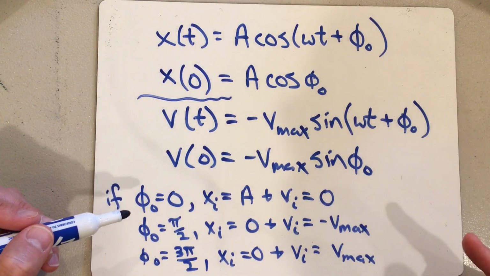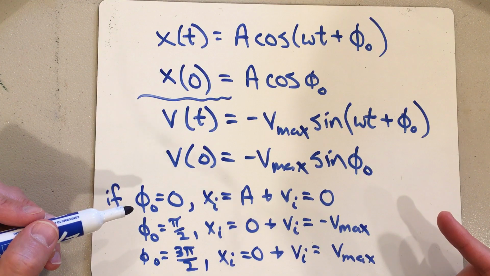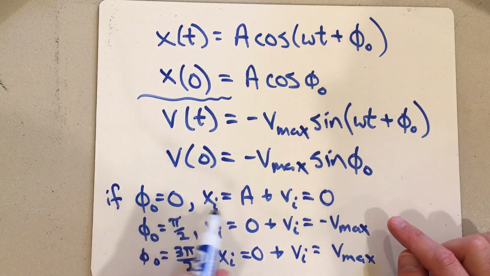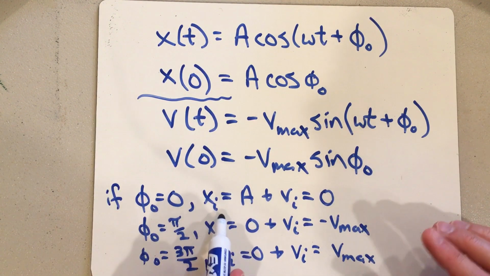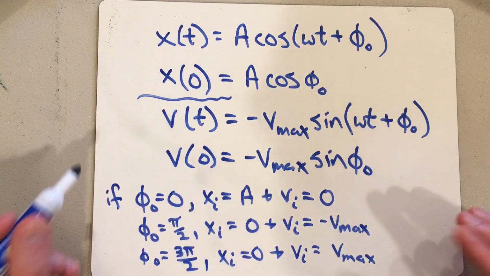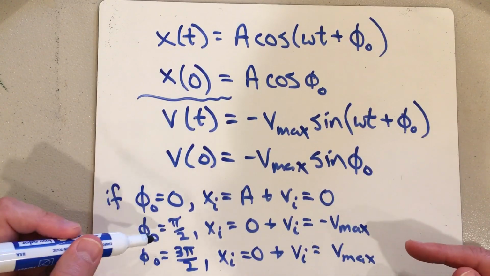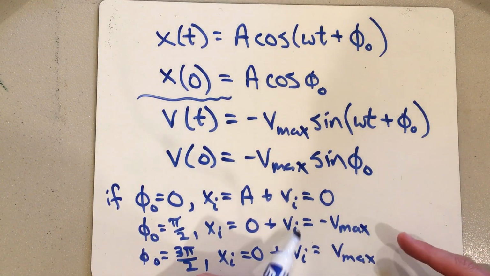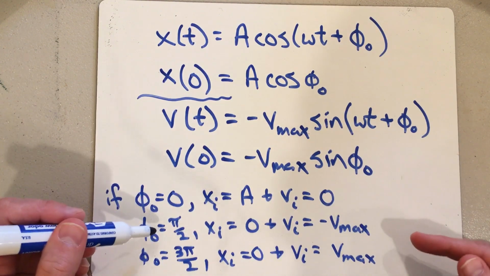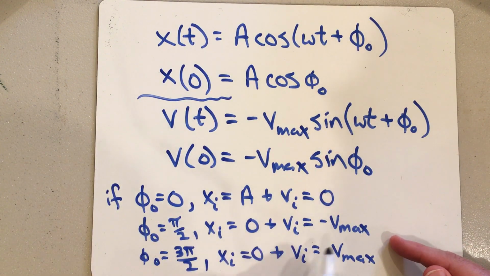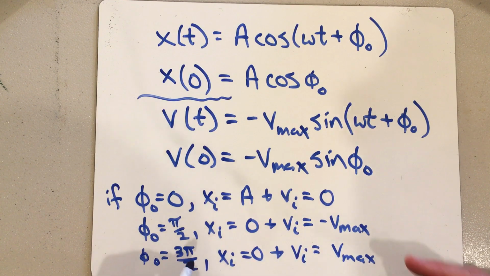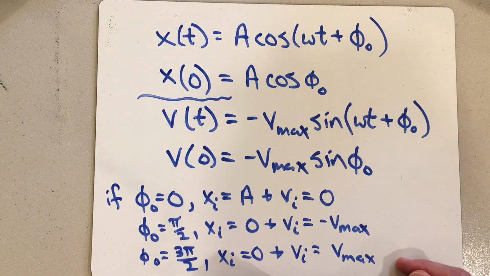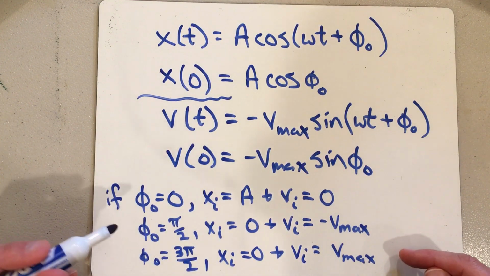Now I did skip, by the way, the pi. For pi, the only difference is that the initial position is negative amplitude, as we already discussed, but the initial velocity is still 0. But for the pi over 2 and 3 pi over 2, the initial position is 0 for both of them, but the initial velocity is different. Again, for the pi over 2, it's at the equilibrium position, but it's moving in the negative direction. For the phase shift of 3 pi over 2, it's at equilibrium, but it's moving in the positive direction. So that's the difference between these two.